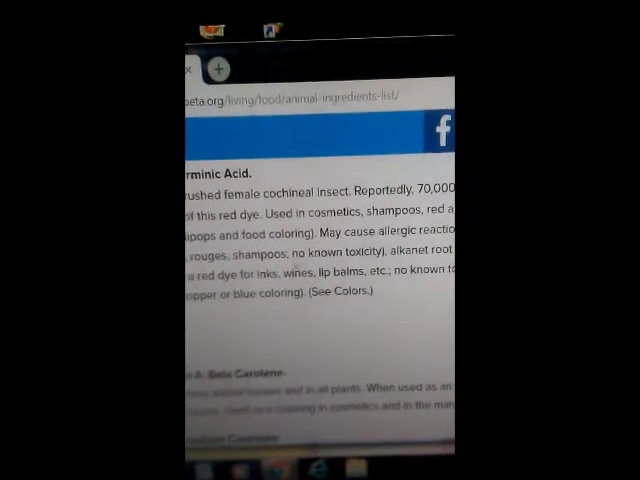That's so fuzzy. Sorry about that. My camera's a little fuzzy. Okay.